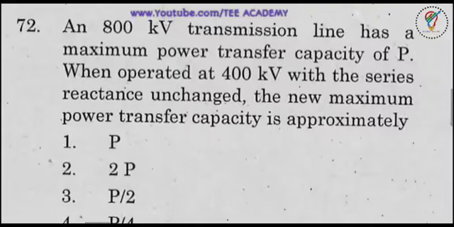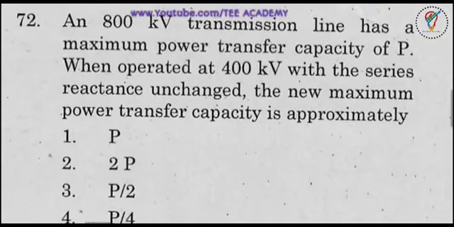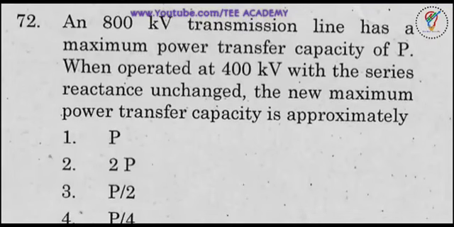Okay, I hope you are learning something from these lessons, okay, classes. Now next question here, right? An 800 kV transmission line has a maximum power transfer capability of P. So maximum power transfer capability is how much? Let's say P max is equal to P, the given. Okay, when operated at 400 kV with the series reactance unchanged, so Xs is not changed, it is simply constant.